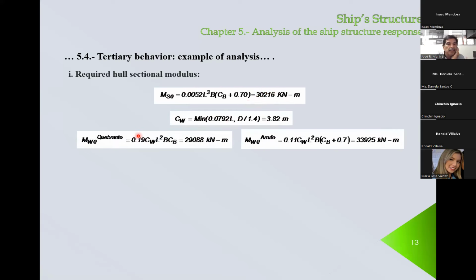Then we need to estimate the loading or the bending moment in waves. For this, we have, do you remember how do you say quebranto in English? Miss Acuña, how do you say quebranto in English? Hogging. Mr. Gomez, how do you say arrufo in English? Mr. Gomez? Mr. Gomez, hello.